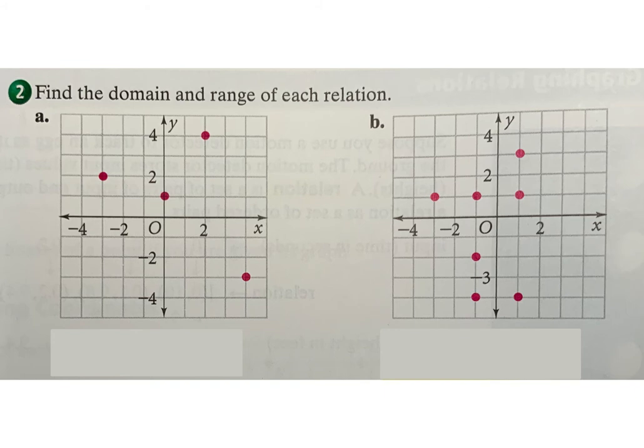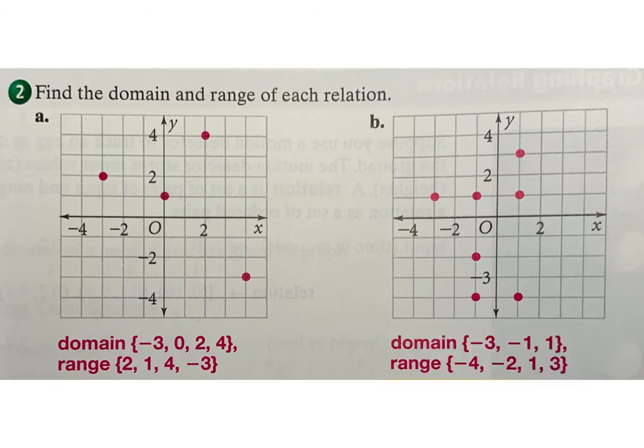Example or check understanding number 2, domain and range for those. So you should have gotten -3, 0, 2, 4, the range 2, 1, 4, -3, and then for B, -3, -1, 1, and then range -4, -2, 1, 3.